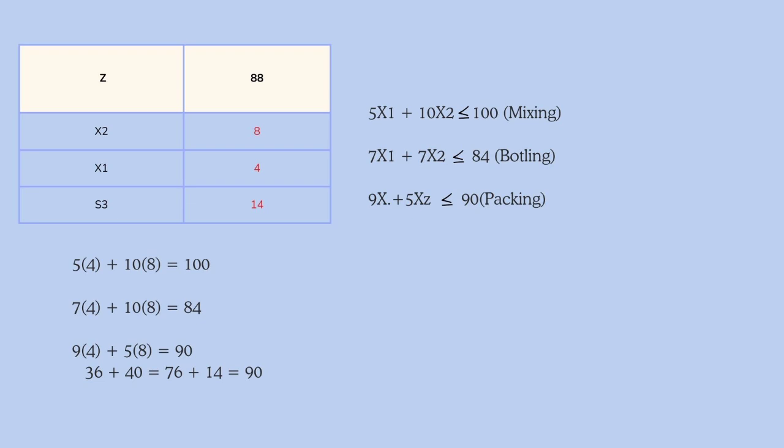So, dun papasok yung 14, which is yung slack natin. Therefore, ito yung unused minutes natin na kung saan siya yung pupuno sa ating constraint or sa left-hand side natin para mag-equal siya sa right-hand side. So, 76 plus 14 is equal to 90. So, equal na siya dun sa packing.